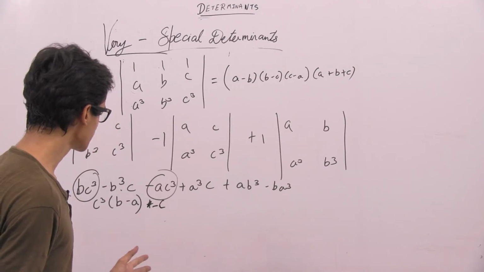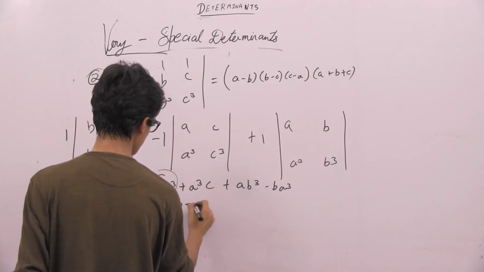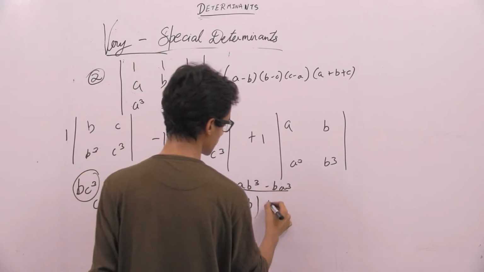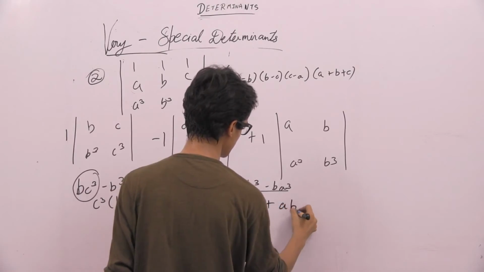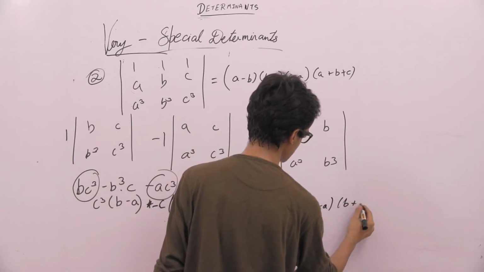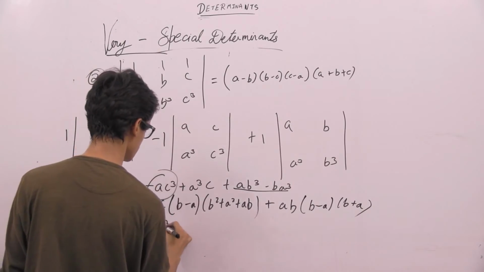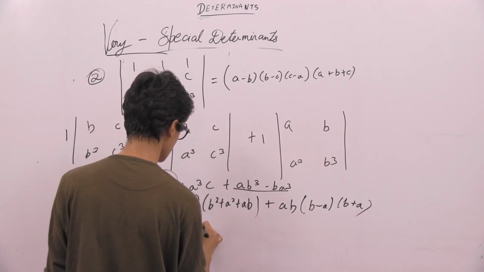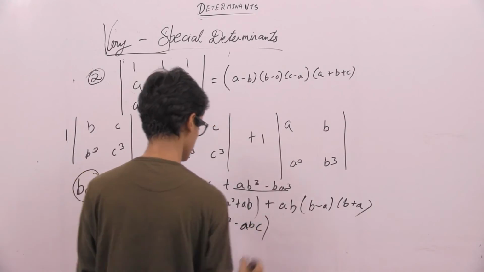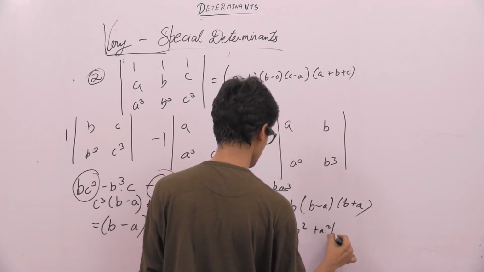Can b cube minus a cube be written in some form of b minus a multiplied by something? Yes, we know a formula. We can write this as b minus a, b square plus a square plus ab. And the last two terms can be written as plus ab, which gives b square minus a square, which can be written as b minus a, b plus a. So taking b minus a common, we get c cube minus c b square minus c a square minus abc plus ab square plus a square b.